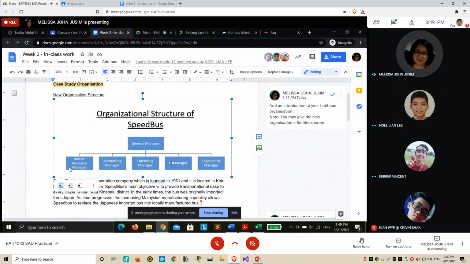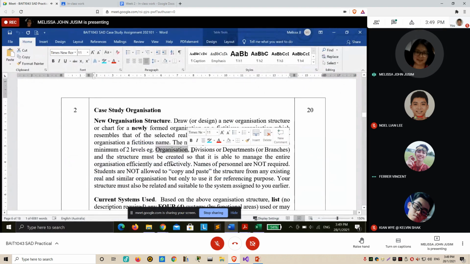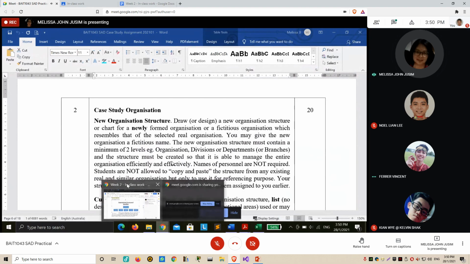Sales. What do you think? Sales. Then you should add in sales here, right? Remove the name manager here, because we are referring to the available functional areas, the divisions or departments. So departments means the functional areas. No need to put the manager. Okay, no need to put the manager.